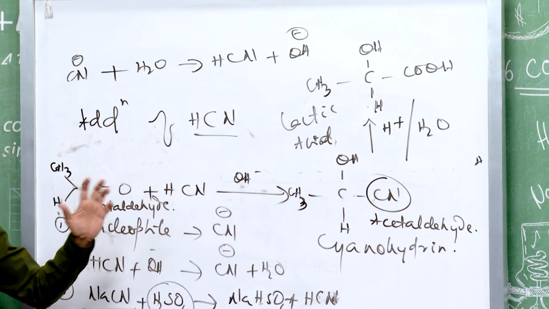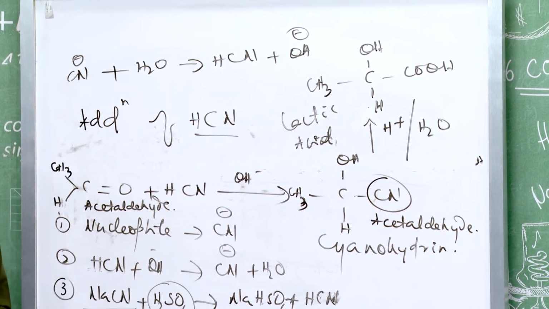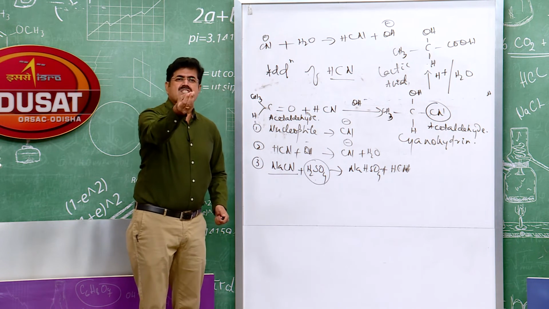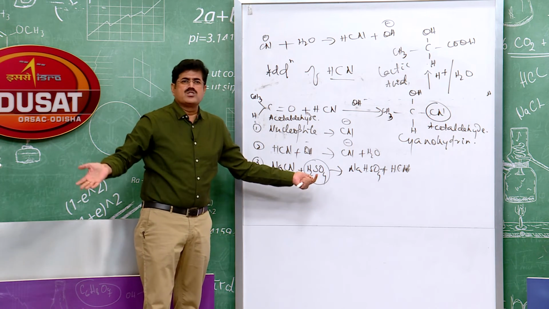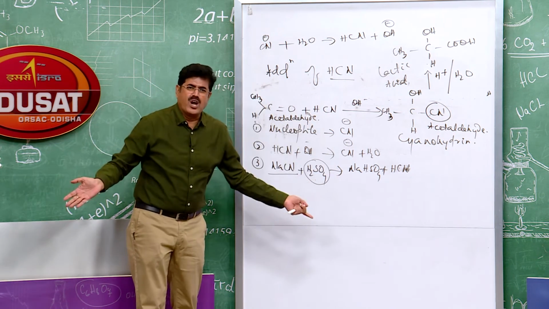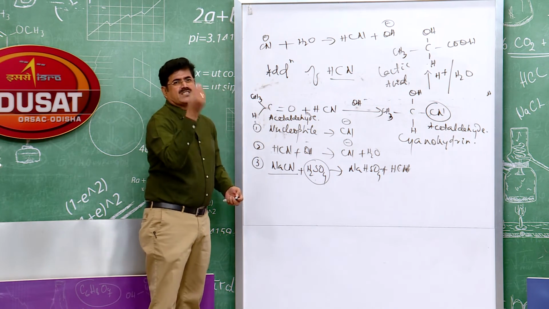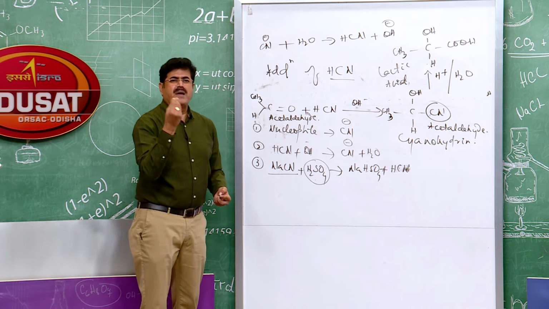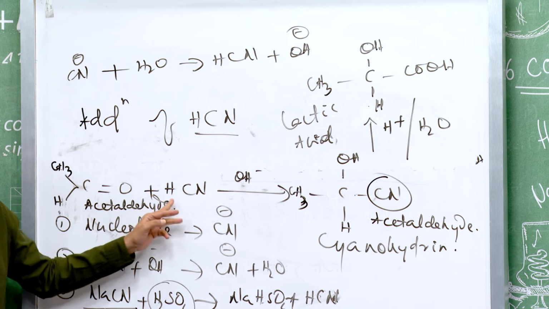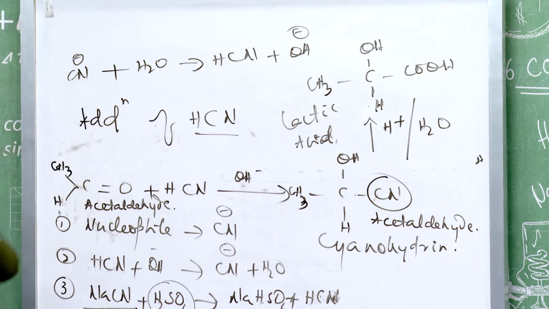Otherwise HCN cannot release maximum CN- concentration. With HCN alone, the concentration of CN- is too low, so the rate of reaction is too slow. Why? HCN is a very weak acid, it cannot undergo ionization to maximum extent, the concentration of CN- decreases, and the rate of reaction is very slow. That is why weak basic medium is required, and for that the aldehyde reacts with HCN in presence of OH-, giving cyanohydrin, and acid hydrolysis gives hydroxy acids.